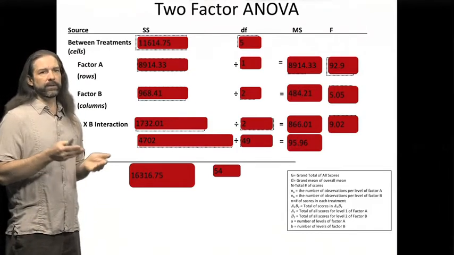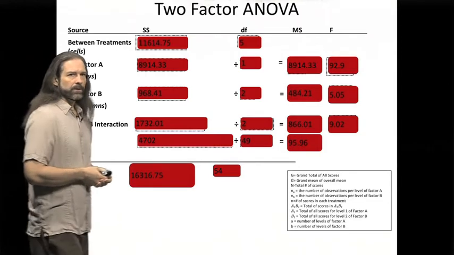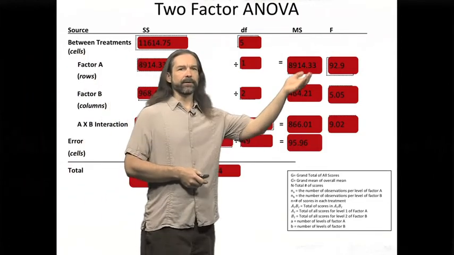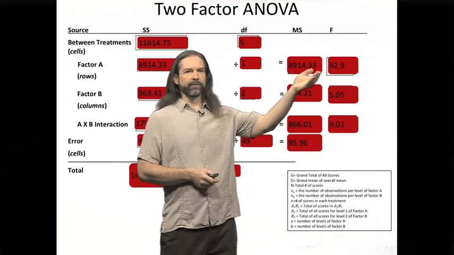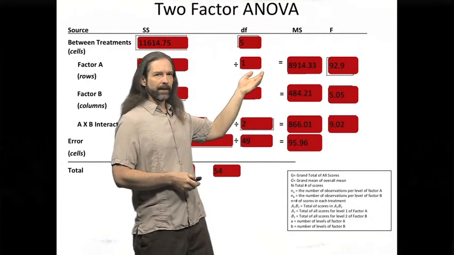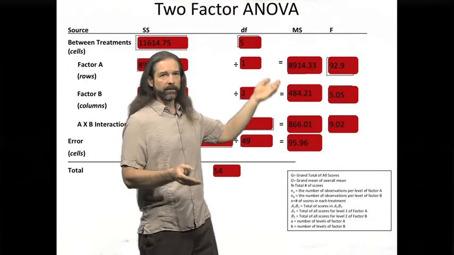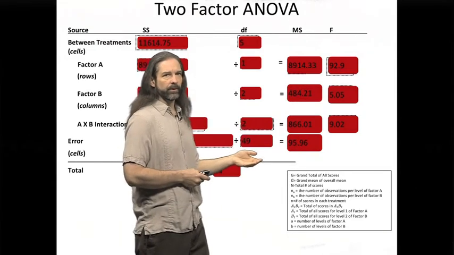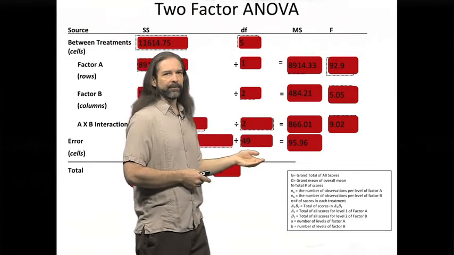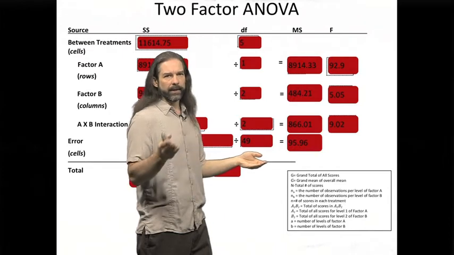Remember, for F we need the associated degrees of freedom. So if I'm looking at the F value for factor A, what's the degrees of freedom for the numerator? Well, all I have to do is go back. I've got 1. What was my denominator? Well, with all of them, it was the bottom one. It's 49. So I have F of 1, 49 equals 92.9.